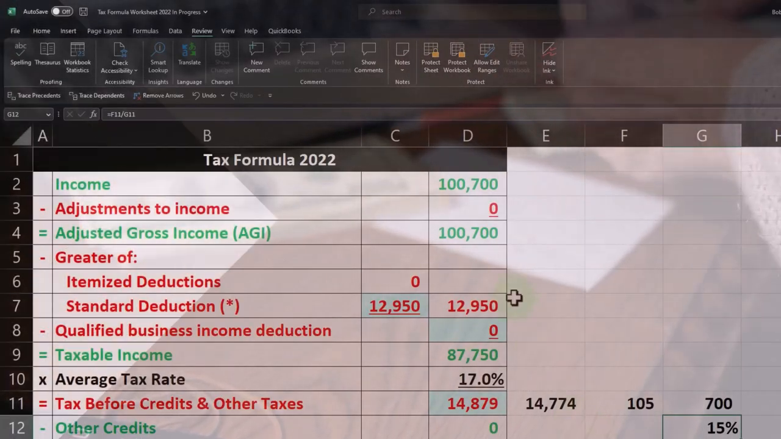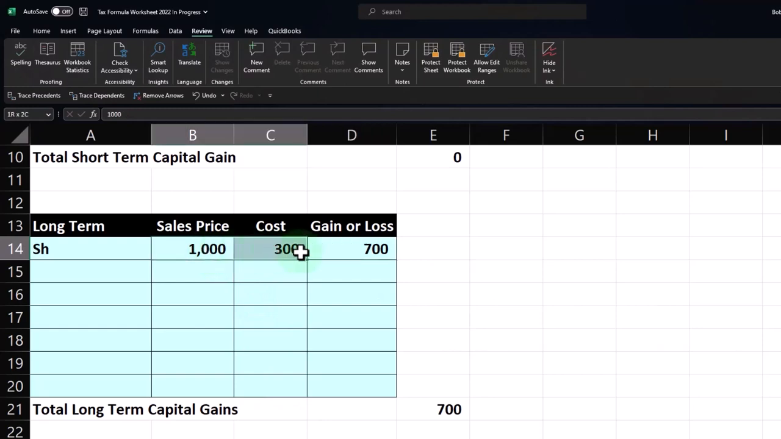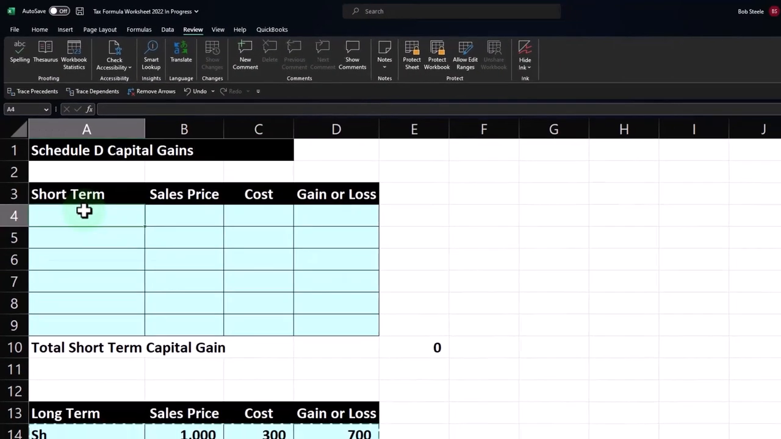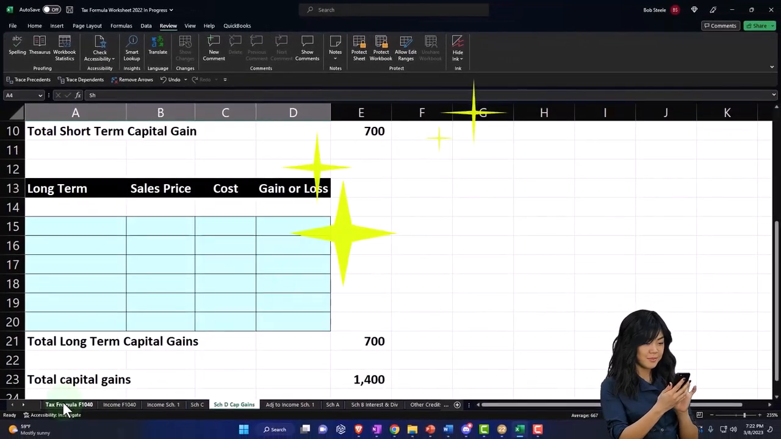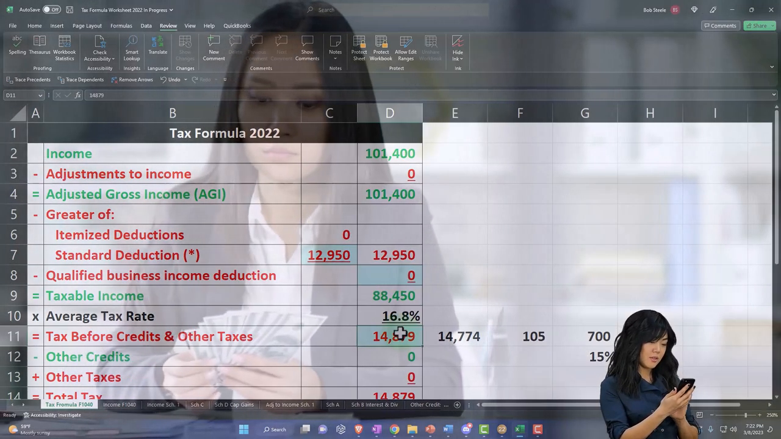If I do that here, let's reflect it. I'm just going to say now it's not on the long-term. Let's cut this and paste it right there. Boom, it's on the short-term. No difference to the first page of the form 1040 in terms of the income, but the tax will change.